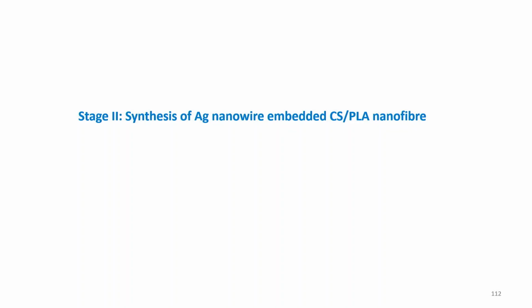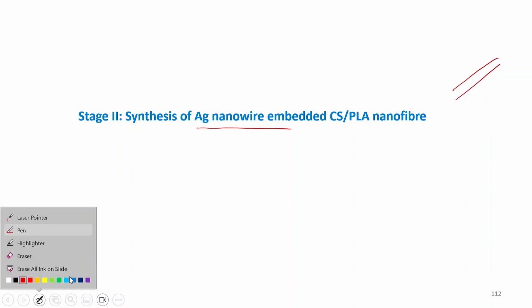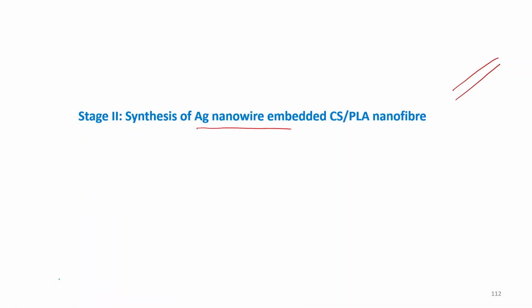Next stage: we have optimized 70-30 chitosan PLA and we have developed perfect nanofiber. Now, the next stage was that we wanted to incorporate silver nanowire inside the nanofiber. So, nanofibers we have developed. At this stage our main idea was to incorporate the silver nanowire within the chitosan PLA nanofiber.